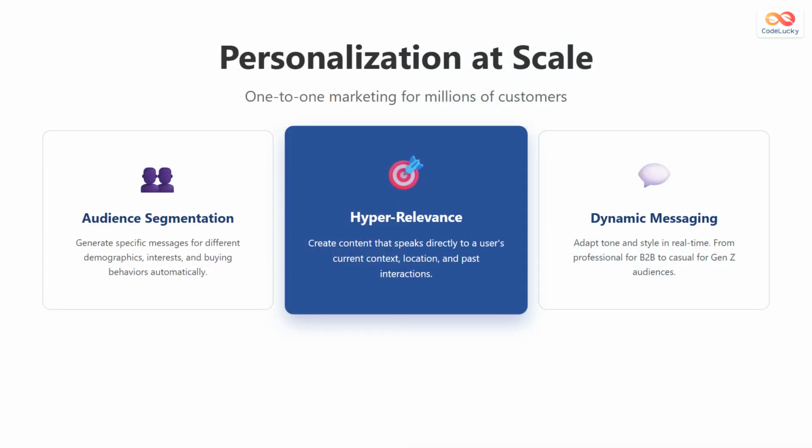Perhaps the most powerful application is personalization. We can now move from broad demographics to one-to-one marketing. AI can tailor messages to an individual's specific context, buying history and preferences, changing the tone and content dynamically to be hyper-relevant to that specific user.